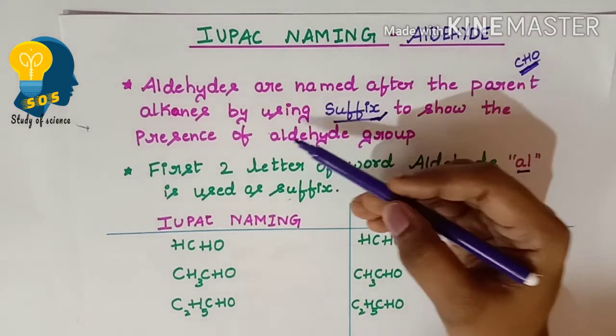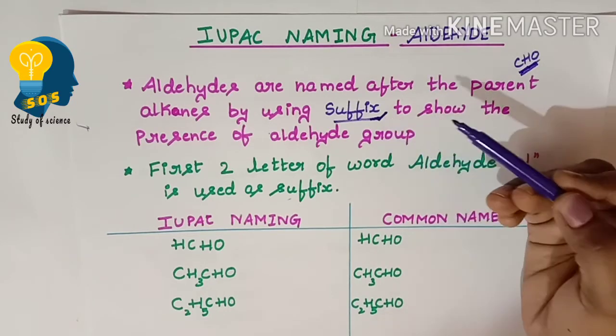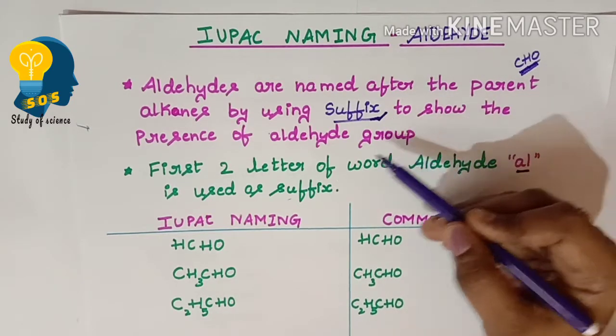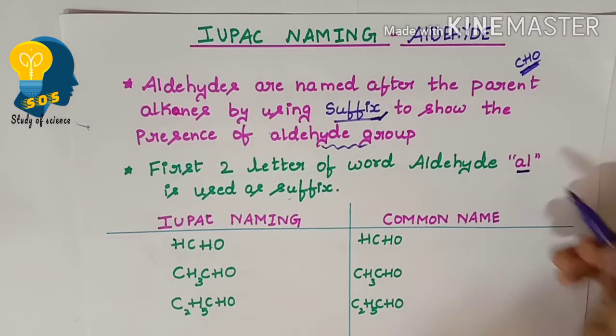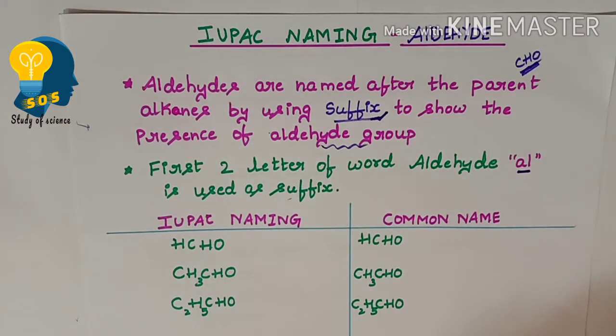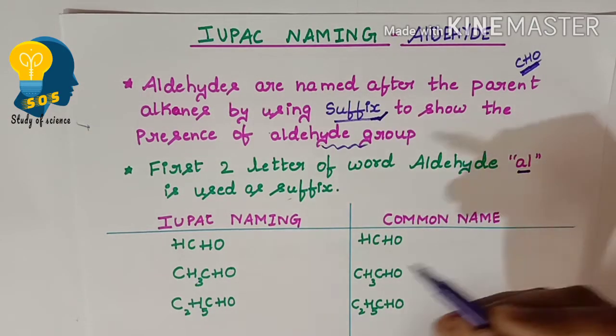Aldehydes are named after the parent alkanes by using a suffix, to show the presence of the aldehyde group. When we write the name of an organic compound which belongs to the aldehydes, the name ends with "al". Al is used as the suffix.